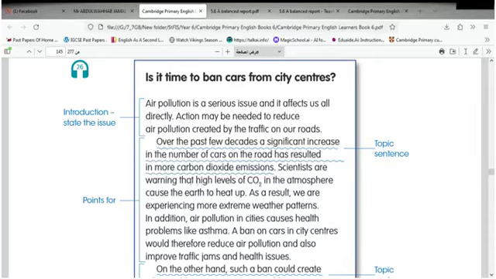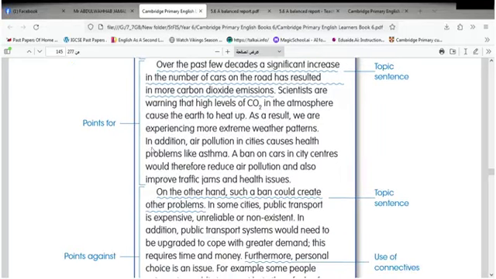Scientists are warning that high levels of CO2 in the atmosphere cause the Earth to heat up. As a result, we are experiencing more extreme weather patterns. In addition, air pollution in cities causes health problems like asthma. A ban on cars in city centres would therefore reduce air pollution and also improve traffic jams and health issues.